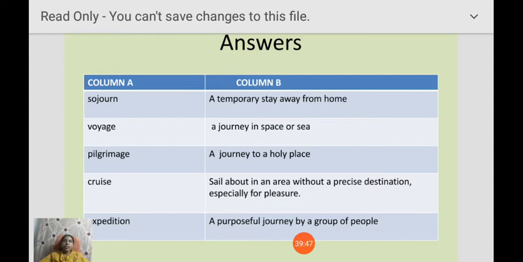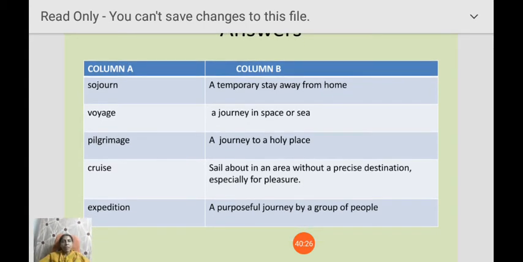Pilgrimage. A journey to a holy place. We go for annual pilgrimages, many times. Cruise. Sail about in an area without a precise destination, especially for pleasure. So for enjoyment, without any destination, we are moving, sailing on water, then we call it cruise. Only for pleasure. Here the most important thing is pleasure.